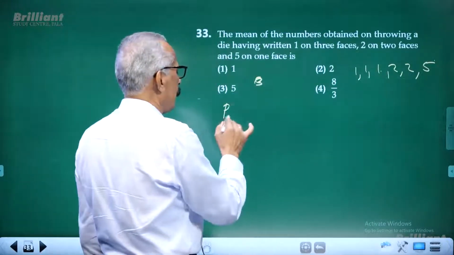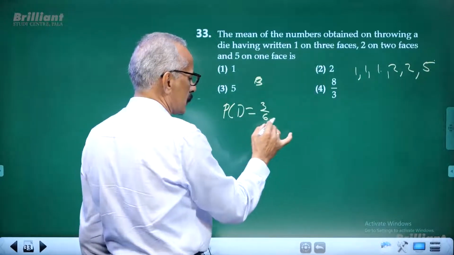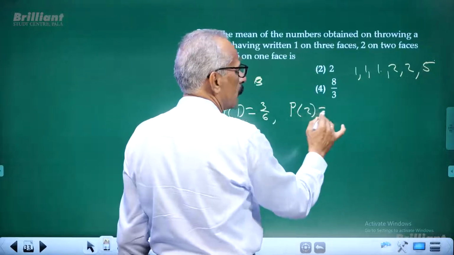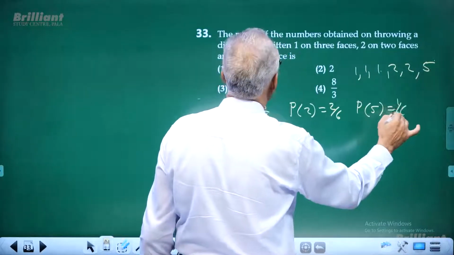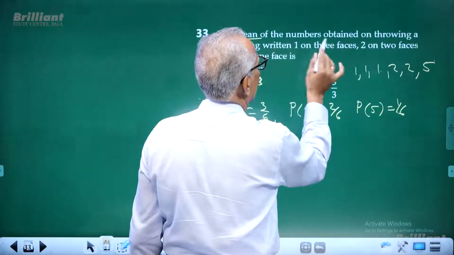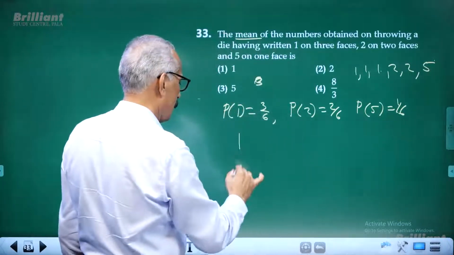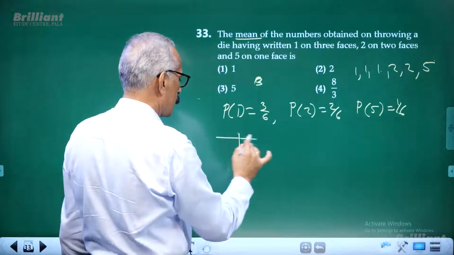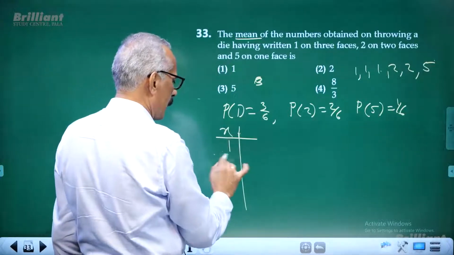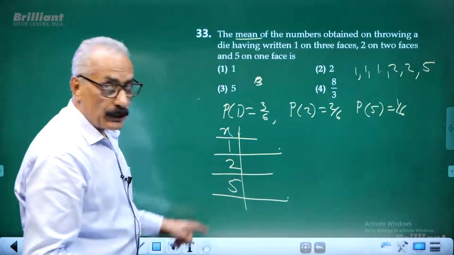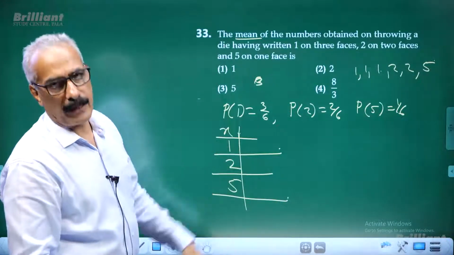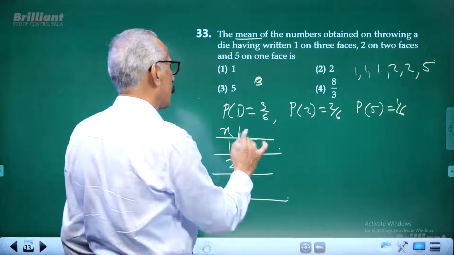So, probability of 1 is equal to 3 by 6. Probability of 2 is equal to 2 by 6. Probability of 5 is equal to 1 by 6. What do you want? Mean of the numbers. Well, we know this is our x. X means 1, 2, 5, the numbers written on the face of the die. And the corresponding probabilities.